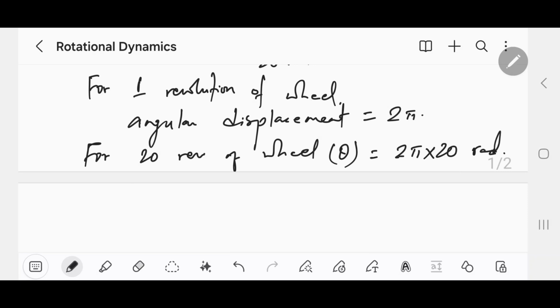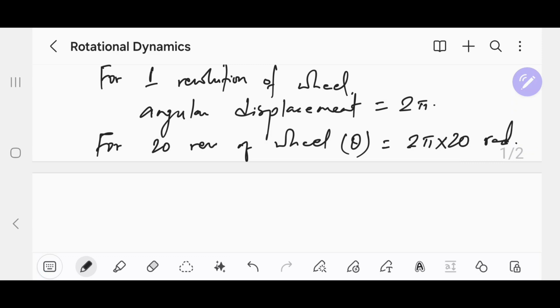Now what we have to find? We need to find out the angular velocity after 20 revolutions of the wheel. And why we need to find out the angular velocity is because the kinetic energy formula is K equals half I omega square, right? There is the necessity of angular velocity.